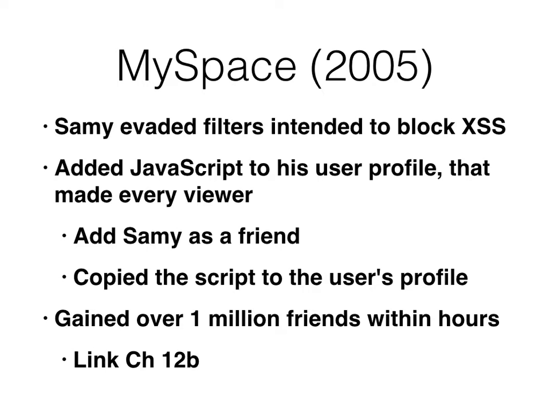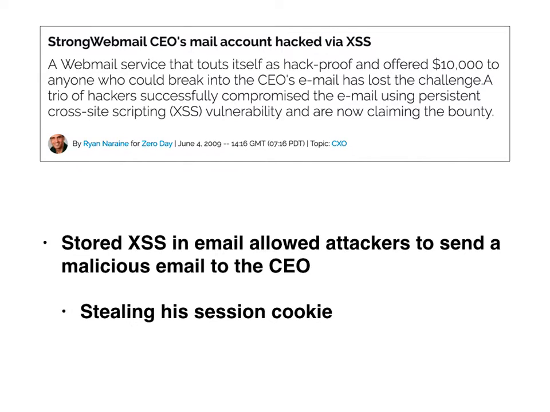He was everybody's friend, because it geometrically exploded. Then, this is the one I mentioned before, Strong Webmail was one of the first two-factor authentication solutions. He offered a $10,000 prize to anybody that would hack into his email. So they found a cross-site scripting vulnerability, sent him a PDF, which when opened, would send the cookie from his machine to them, and they got in his email that way.